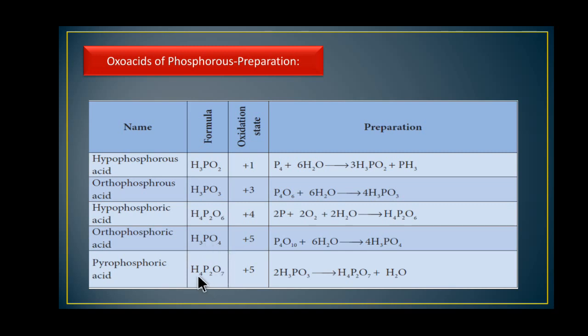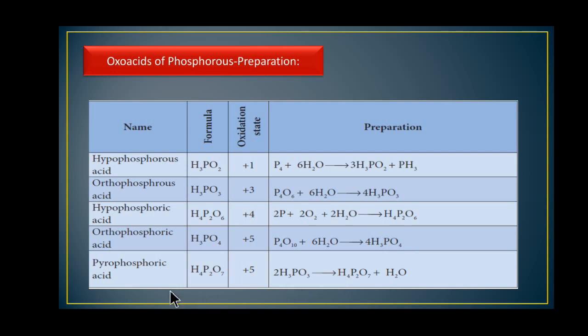H3PO4, then H4P2O7. Then how are we going to prepare these compounds? When phosphorus reacts with water, it will give the product. When P2O3, phosphorus trioxide, reacts with water, it will give the product. And phosphorus reacts with oxygen and water, it will give the product. And P4O10, phosphorus pentoxide, reacts with water, it will give the product.